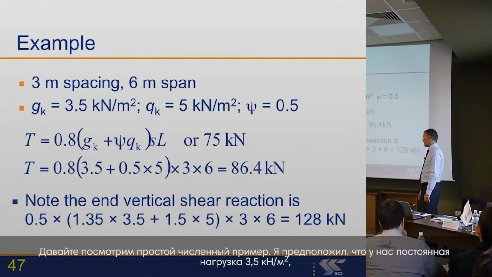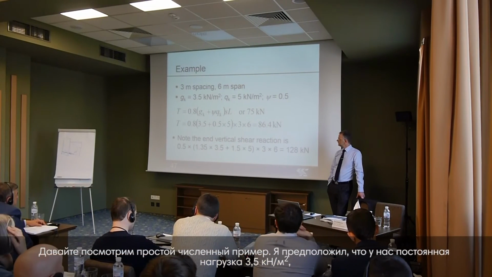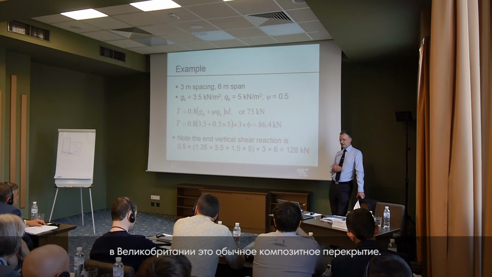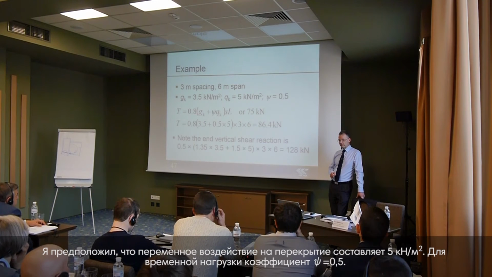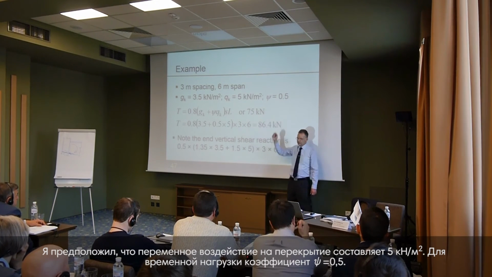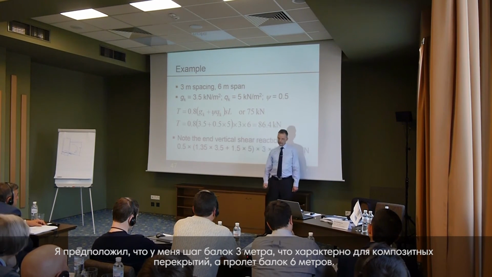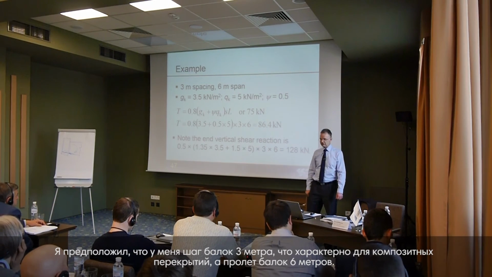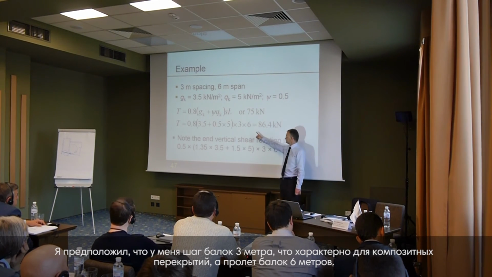So here is a typical numerical example. I have assumed that the permanent action is 3.5 kilonewtons per square metre. So in my world, that would be the typical composite floor. I've assumed that the variable floor load is 5 kilonewtons per square metre. And for the enclosed floor load, the value of psi is 0.5. I've assumed that my beams are at 3 metre centres, because that would be typical for composite construction. And I have assumed that the beam has a span of 6 metres.